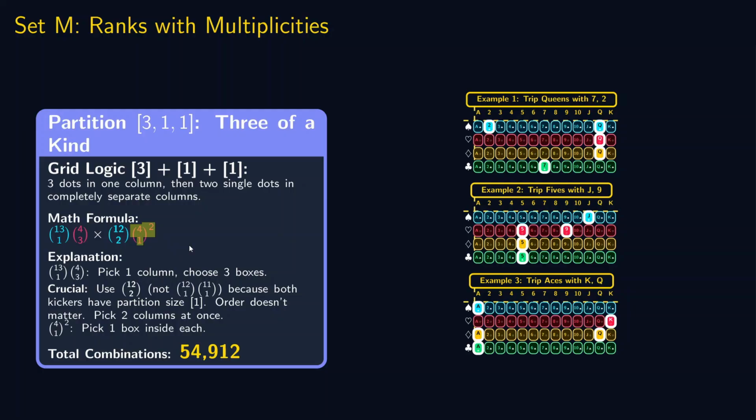Putting it all together, 52 multiplied by 66 multiplied by 16. 52 times 66 is 3,432. And 3,432 multiplied by 16 gives us 54,912. There are exactly 54,912 three-of-a-kind hands in the deck.